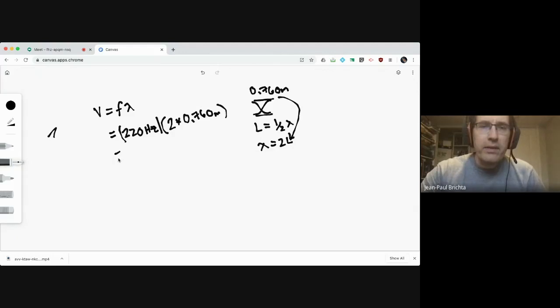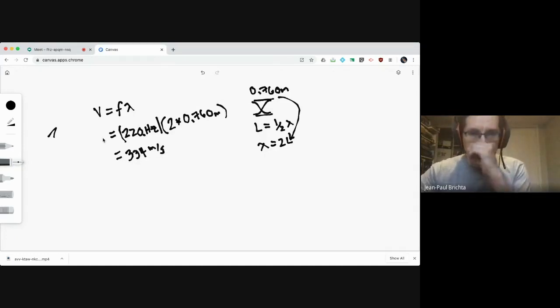And if I do that, then I get 334 meters per second. 334, should be 334. Three significant digits. Okay, let's say that's 3 significant digits there.